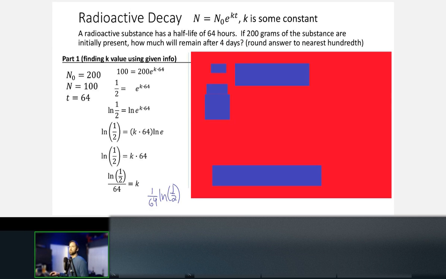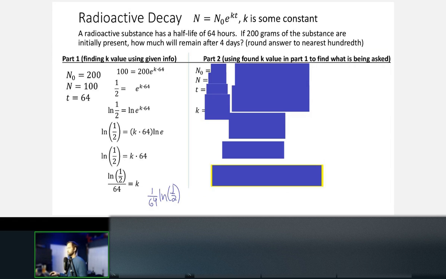All right, so we got our k value. And then part 2 is to actually find out what they want us to find. And it says, how much will remain after 4 days? So what's our starting amount again? Yeah, 200. And your starting amount, your n sub 0, is going to be the same for part 1 and part 2. That's just going to be how it is for every problem.